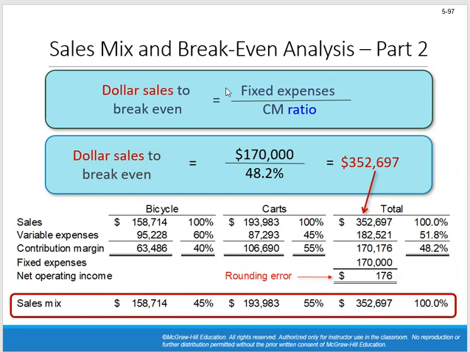For our dollar sales to break even, we can take our total fixed expenses, which are $170,000, and divide it by our CM ratio, 48.2%. In order to break even, we need to have $352,697 in sales. So we've totally just backed into this number. Based on $352,697 in sales, carts still have to be 55% of that. So we're working our math backwards here.